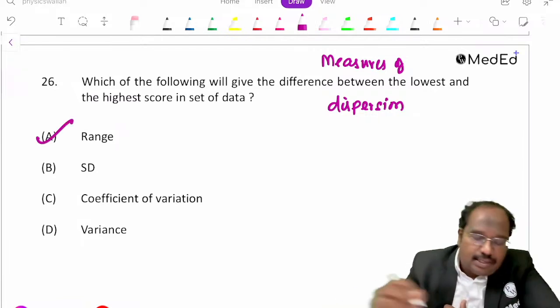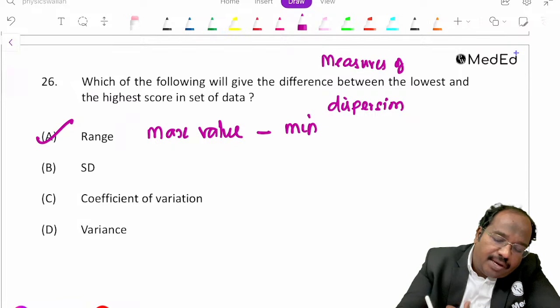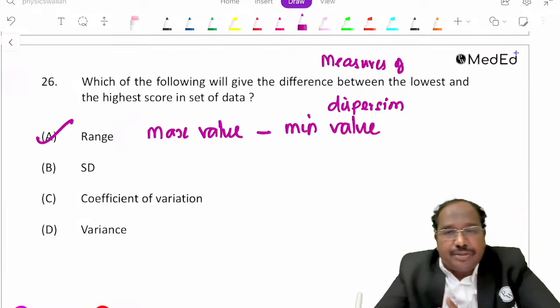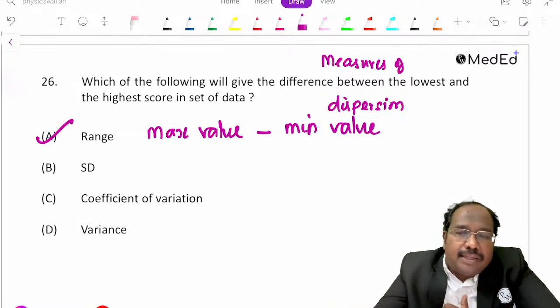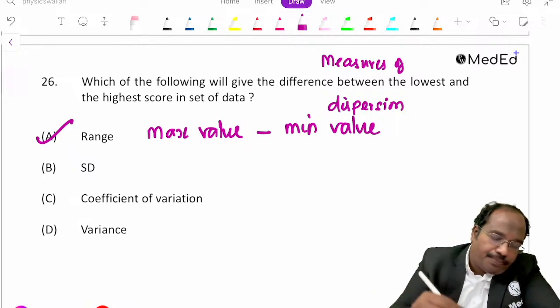What is the range? It is from the highest value to the minimum value. In a class, the maximum height is 185 centimeter for one student, and the lowest value is 150 centimeter. Then you can say the height in this class ranges from 150 to 185 centimeter, that is range.